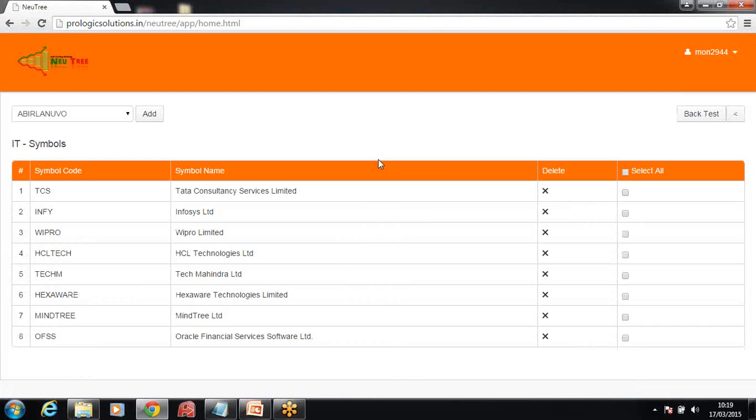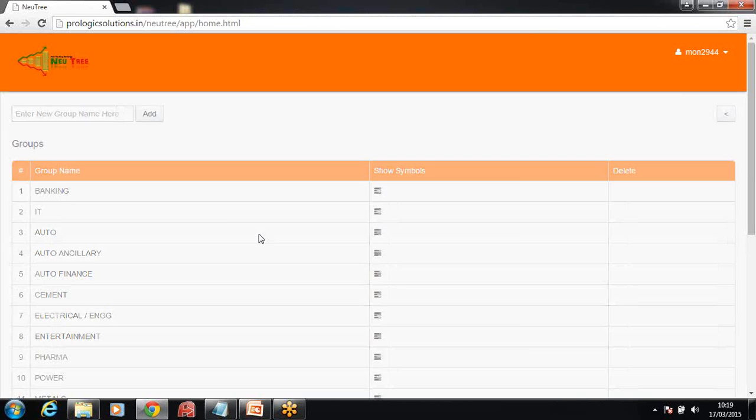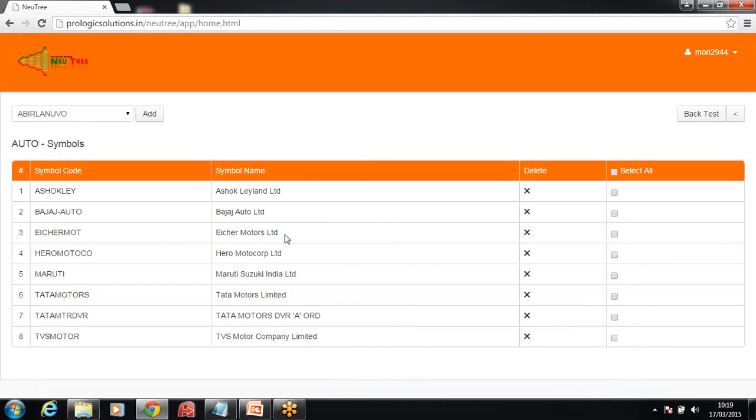Likewise, we have IT. IT has around 8 companies. And remember that we trade in futures, and these are carryover trades. It might be 1 day trade, 1 day carryover, or 5 days or 10 days. The maximum will be 45 days. So these are the groups that we have, and these are the companies that are there in the groups.